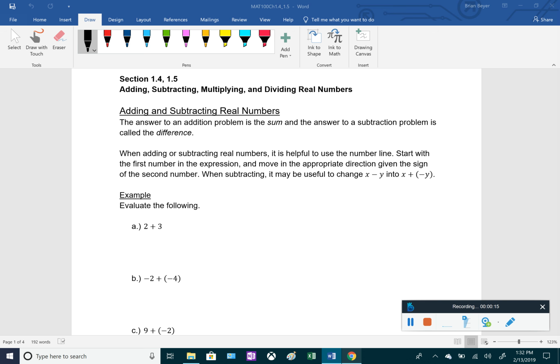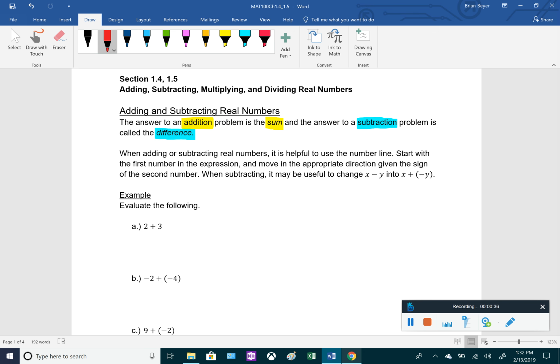With adding and subtracting, just recall that the answer to an addition problem is called the sum, and the answer to a subtraction problem is called the difference. So just a little bit of vocab there.